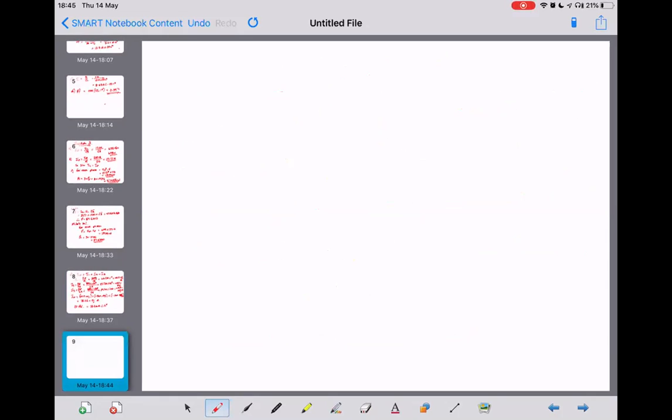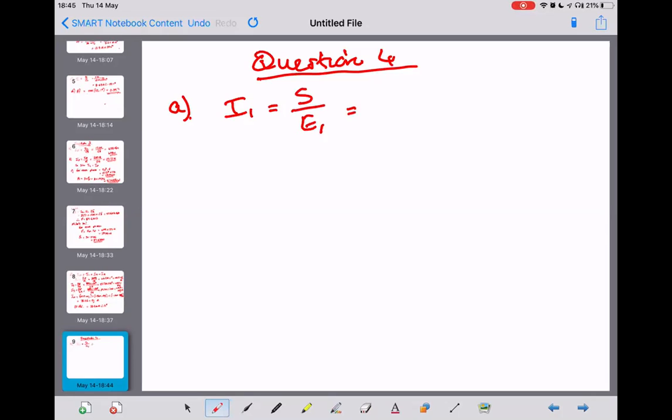Yeah. So just let me try to struggle to read my notes back. I've started off with current I1. I think that gives you the nameplate rating, which I've used as S. So I1 equals S over E1, which when you divide 3,200 by 300, you get 10.7 amps. Yeah, that's what I got.